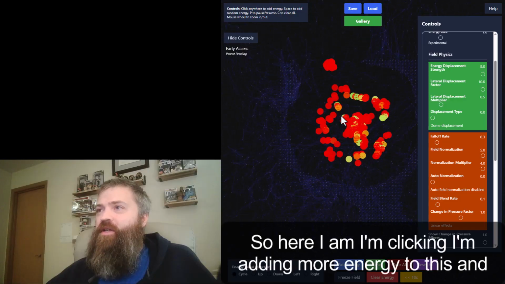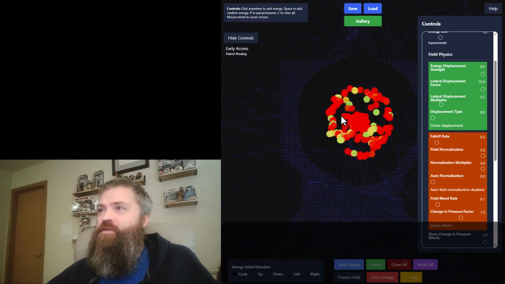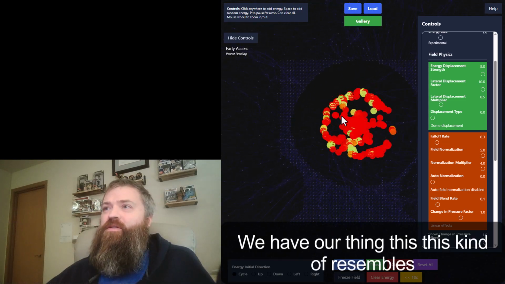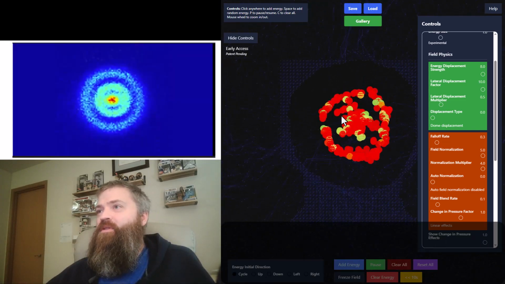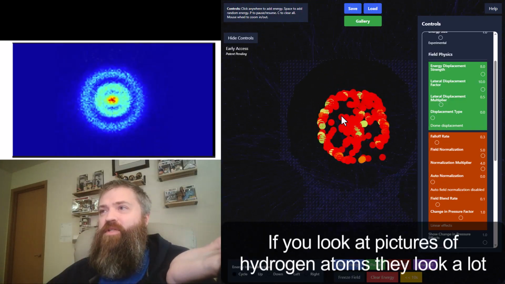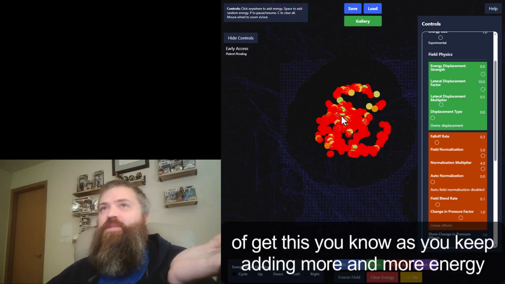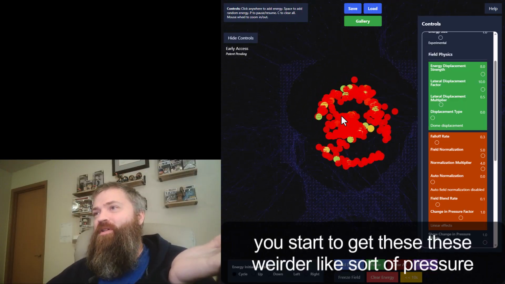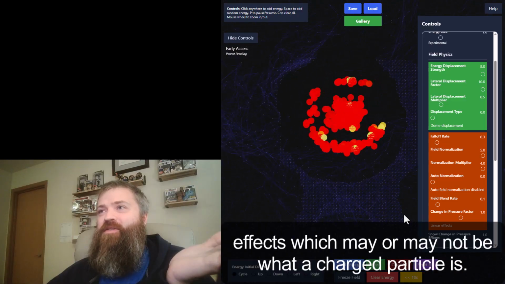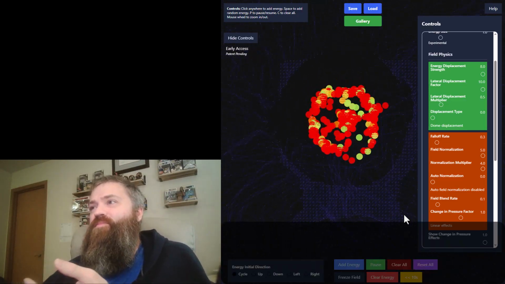So here I am, adding more energy to this, and as we add more energy, stuff just spaces out. We have our thing. This kind of resembles a hydrogen atom. If you look at pictures of hydrogen atoms, they look a lot like this. And as you keep adding more and more energy, you start to get these weirder pressure effects, which may or may not be what a charged particle is.